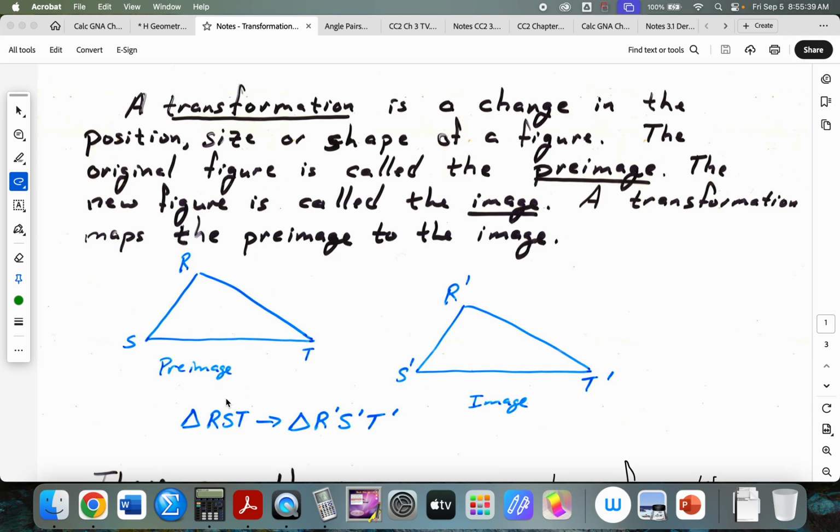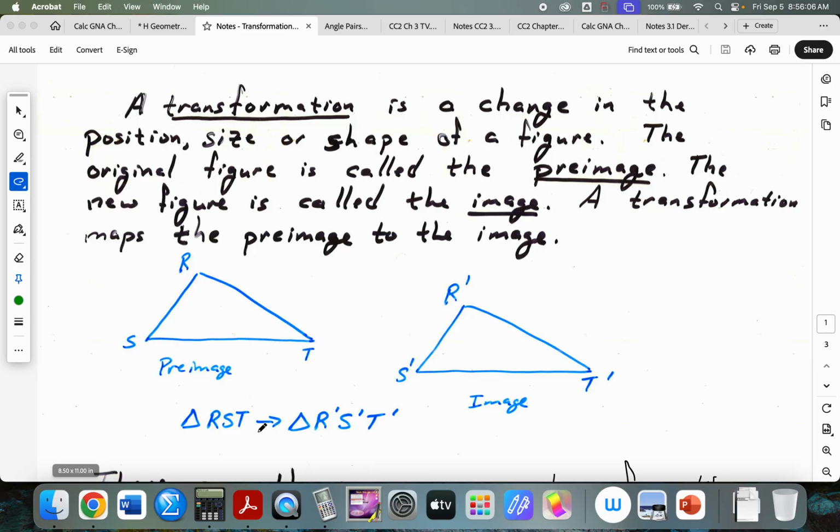So here, what they're telling you is that triangle RST gets mapped to triangle R, and that little thing that looks like sort of like a single quotation mark, it's not actually curved. It is straight, and that's on purpose. That's read R prime, S prime, T prime. It just tells you how to match things up.